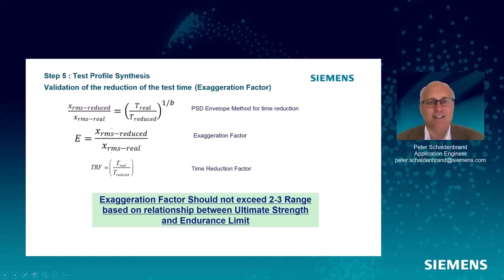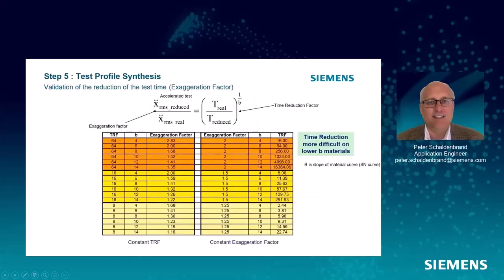a time reduction factor. So PSD enveloping just takes the RMS level and slides it up and down the SN curve to get a time reduction. That's all it does, but I think it can really help us evaluate, because we can take our shaker profile and apply this technique to calculate a reasonable time reduction factor. What Lalanne has done in his book, in a table taken from the book, is hold the exaggeration factor constant, the ratio of RMSs, let the slope of the SN curve change, and calculate a time reduction factor.